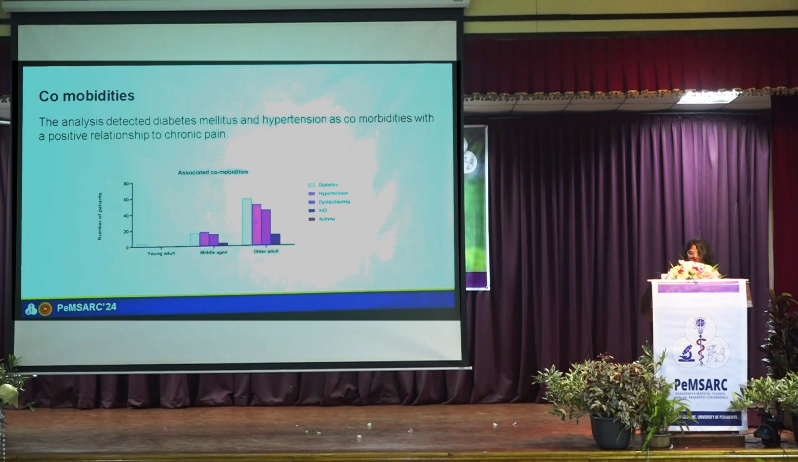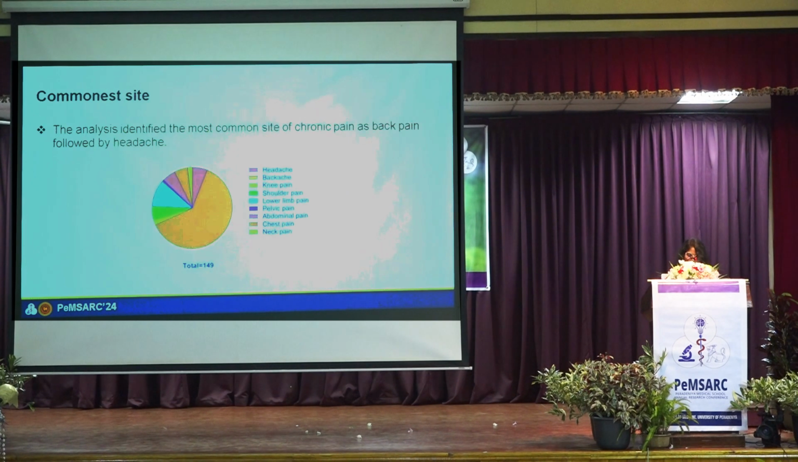And for the comorbidities, we analyzed diabetes mellitus, hypertension, ischemic heart disease, and asthma. And there we detected a high prevalence of diabetes mellitus and hypertension along with the chronic pain. And this is the analysis about the commonest site, which is here.